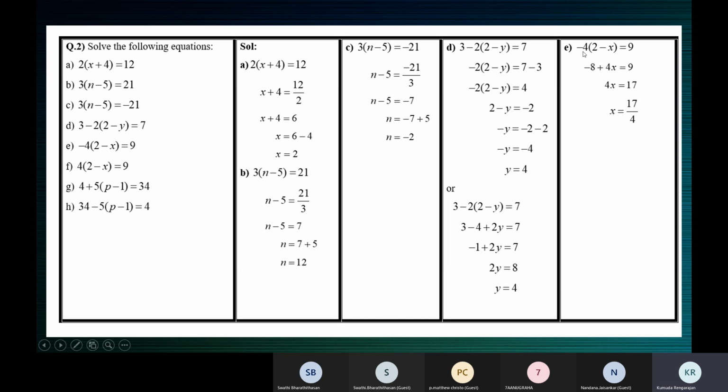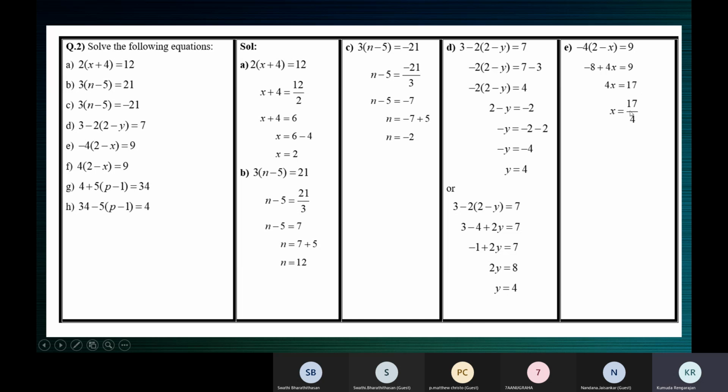Next you have to multiply -4 and -x. So first multiply their signs. Minus into minus is plus. And then 4 into x is 4x. Is equal to 9. Now transpose -8. When you transpose -8, you get 4x is equal to 9 plus 8. So 4x is equal to 17.